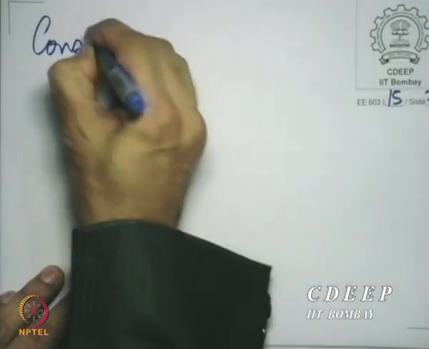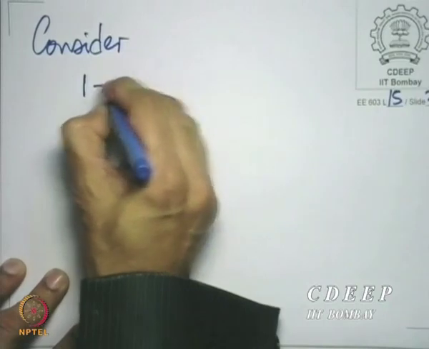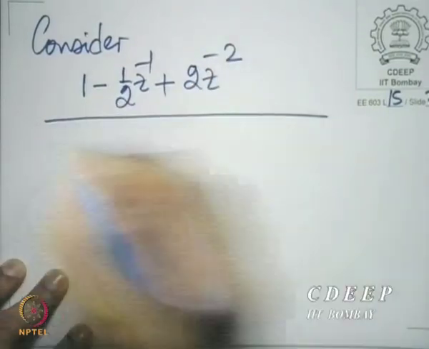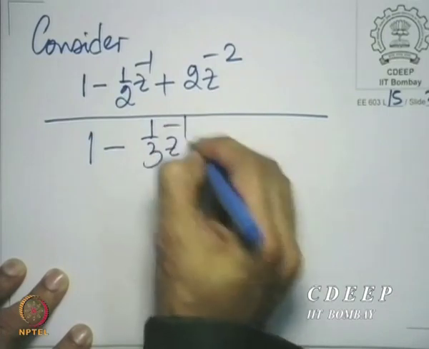Now, you see, once we have done this, we are more or less in good shape for dealing with any sequence, any Z transform that has multiple poles in the denominator. For example, suppose we had a triple pole at alpha equal to a third. Let me write it down. So consider, for example, say 1 minus half z inverse plus 2 z to the power minus 2 divided by 1 minus 1 third z inverse the whole to the power 3.